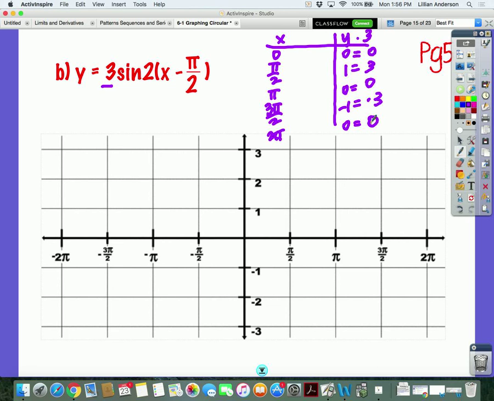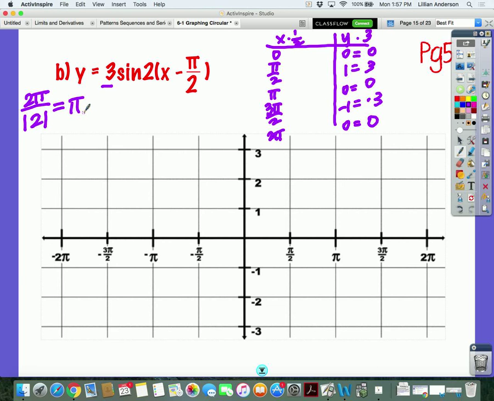Now here, the 2. The 2 affects our what? It affects our x's. How so? Times by 1/2. That 1/2 affects your period. What is going to be the period of this function? What's the formula for period? 2 pi over absolute value of b. b is 2. So what's 2 pi over 2? Pi. So our period is pi. That means we're going to have one complete cycle in pi radians.